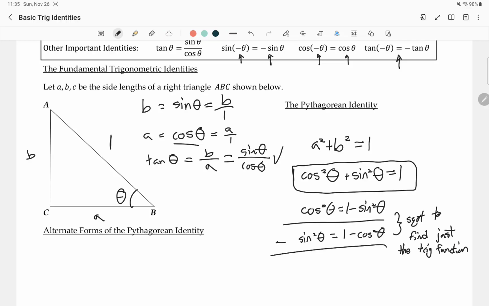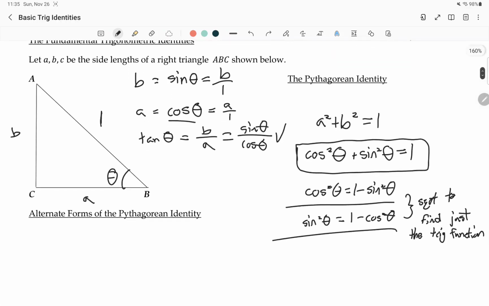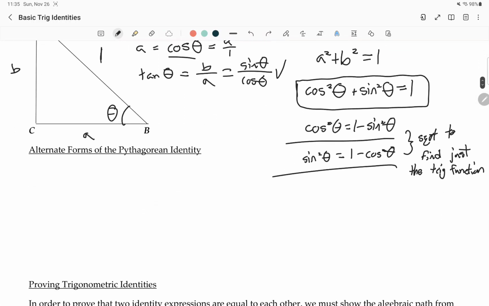Because these are still in terms of squares, and those are a little complicated, so you can always just square root them. Anyway, so some alternate forms of the Pythagorean identity, other than the OG ones, or the original ones, is if we just write it down, cosine squared theta plus sine squared theta equals 1. Think about dividing by cosine squared theta throughout the whole thing.